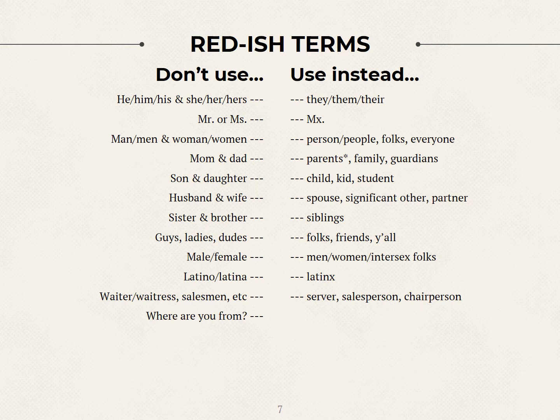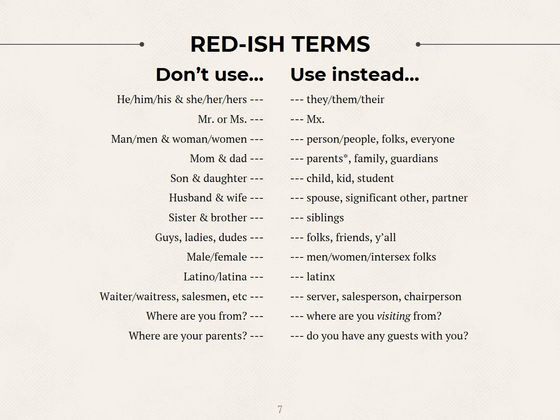The question "Where are you from?" carries a negative and exclusionary tone, whereas asking about where a person is visiting from makes no assumptions about their citizenship. Asking "Where are your parents?" is problematic, as this assumes everyone still has close relationships with their parents. In this case, asking "Do you have any guests with you?" is better.